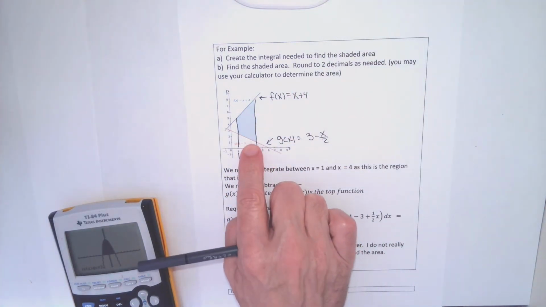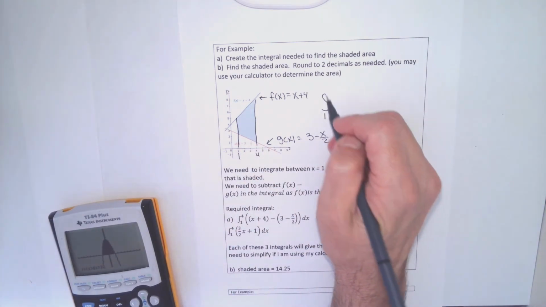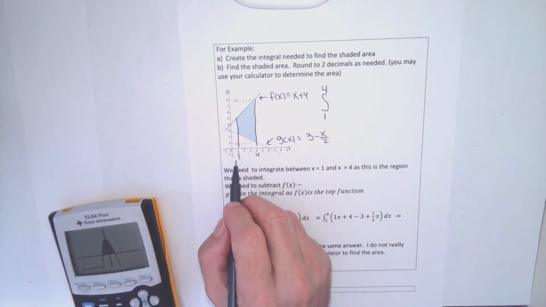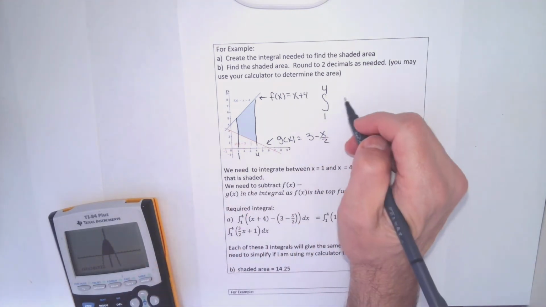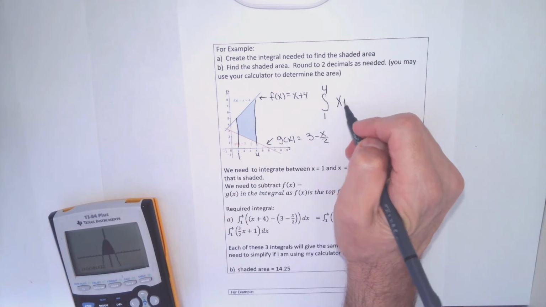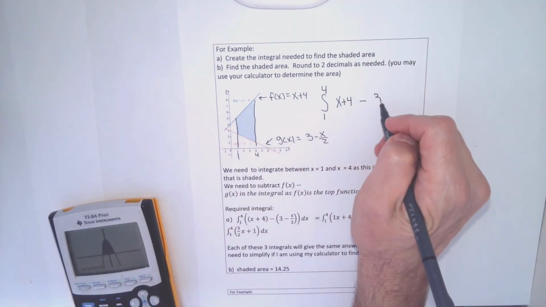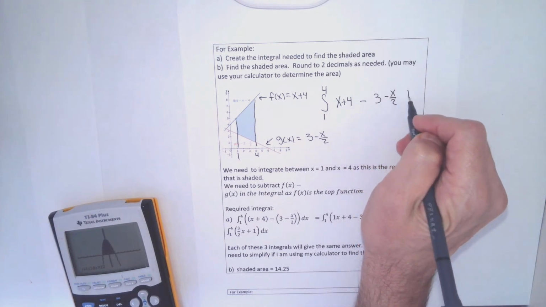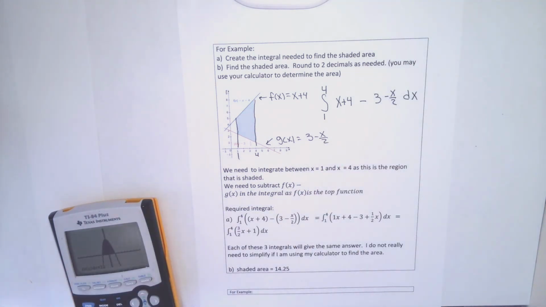So I have shaded an area between a top curve and a bottom curve over an interval. How do I find out that area in one step? I form the integral. In this case, the integral is going to go from 1 to 4 because the shaded area starts above 1 on the x-axis and ends at 4 on the x-axis. Now I need to take the top function, which is x plus 4, subtract the bottom function, which is 3 minus x over 2, integrate that with a dx, and I have to be super careful when I'm subtracting.